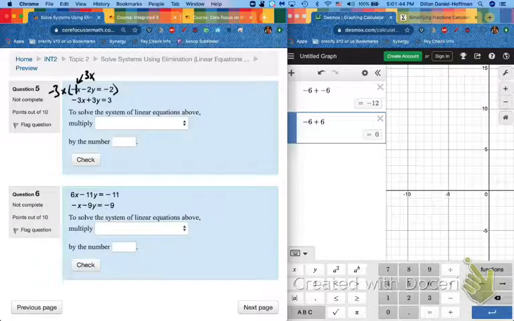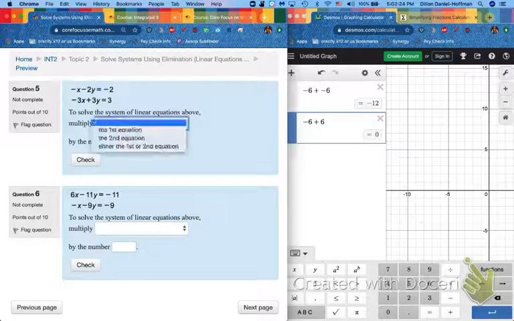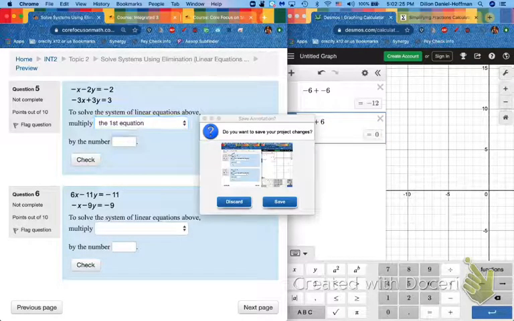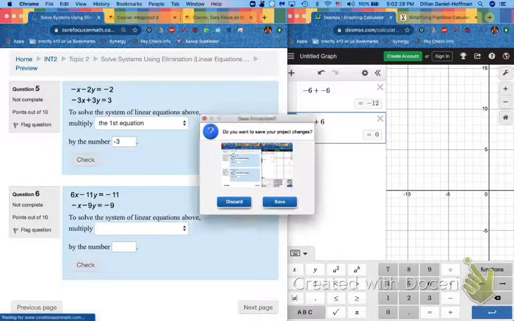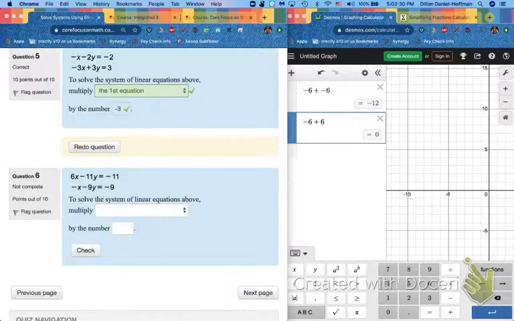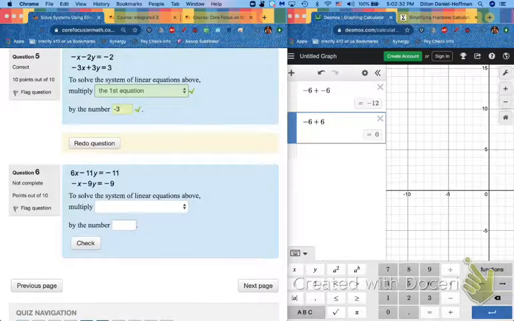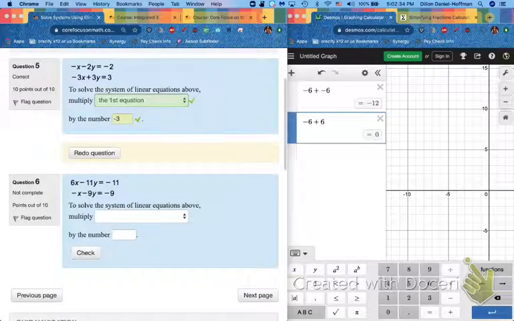And so all I need to write is that I would multiply this first equation by negative 3. Again, we're not having to do that actual multiplication right now. We're just going to have to say what we would do if we were solving this problem. The same thing with 6.